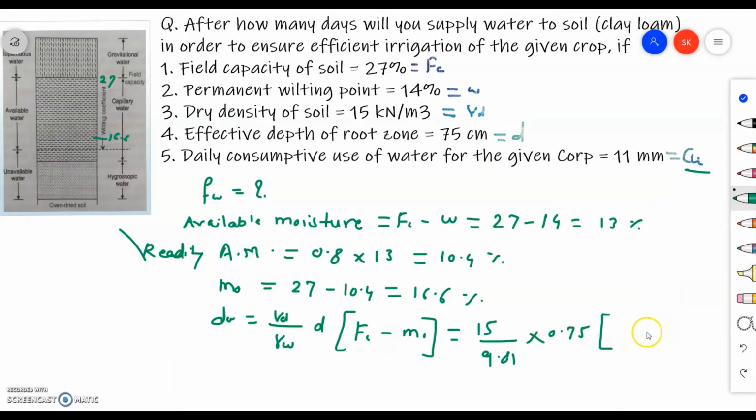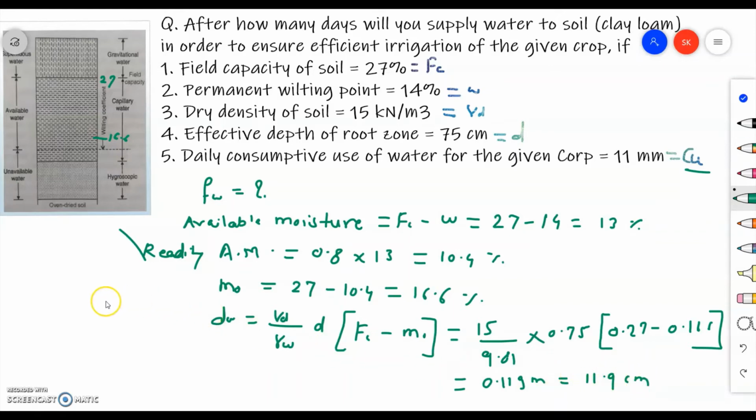Multiply by, basically here the value of FC is 27, so we take 27% as 0.27, minus this m0, which is 16.6%, so we write 0.166. And finally when we do the calculation, we get the answer equal to 0.119 meter, which we can convert to centimeter as 11.9 centimeter.